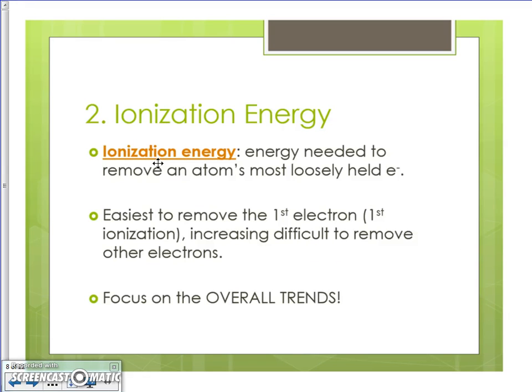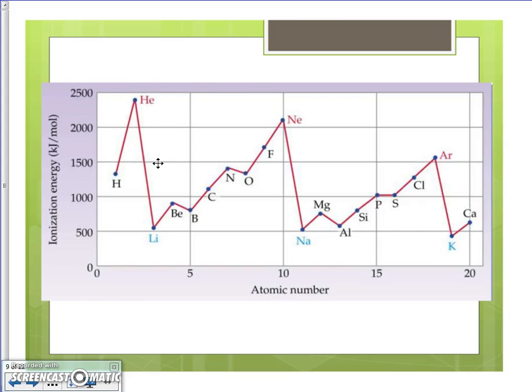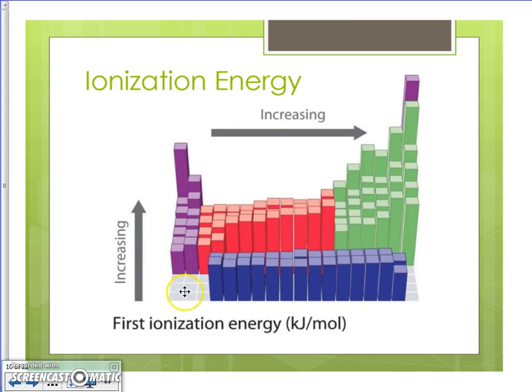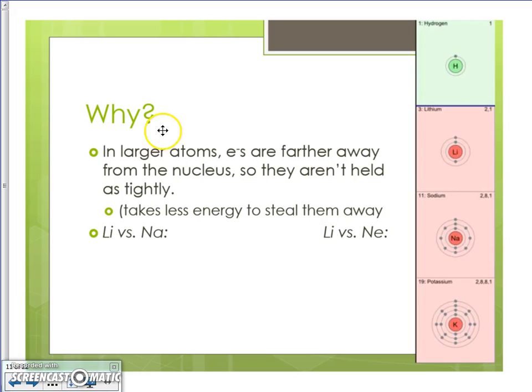So ionization energy is the energy needed to remove an atom's most loosely held electron. It's easiest to remove the first one, and it's easiest to remove an electron from down here on our periodic table, hardest from up here at helium. So why? In larger atoms, the electrons are further away.